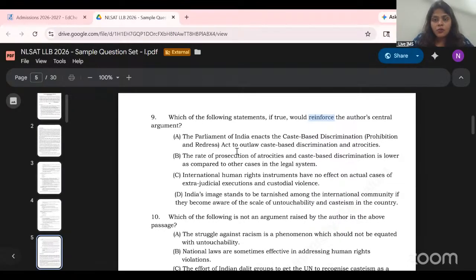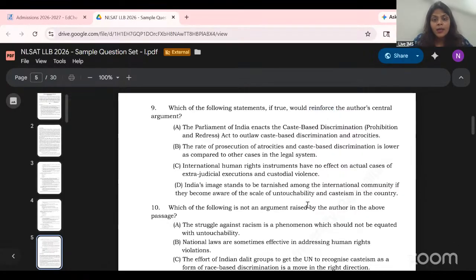read all the options. The first option is talking about the Parliament of India enacting the Caste-Based Discrimination Act to outlaw caste-based discrimination and atrocities. Next is that the rate of prosecution of atrocities and caste-based discrimination is lower compared to other cases in the legal system. Third is that international human rights instruments have no effect on actual cases of extrajudicial executions and custodial violence.